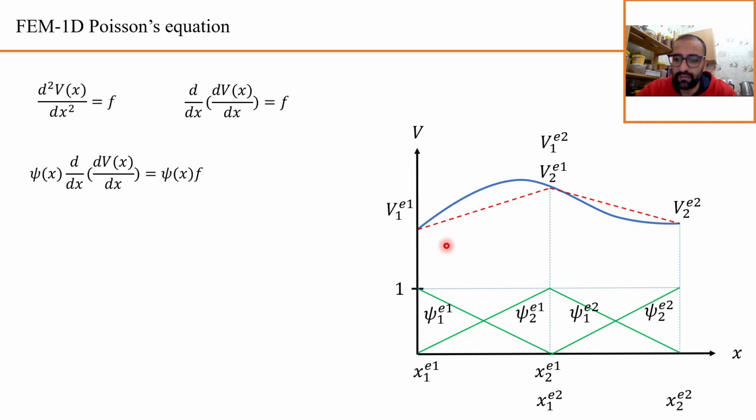Now let's start with a very simple case. Let's assume that we have only 2 elements and 3 grid nodes. As you see here, inside each element there are 2 shape functions: psi 1 at element 1, psi 2 at element 1, and for the second element we have another psi 1 and another psi 2.